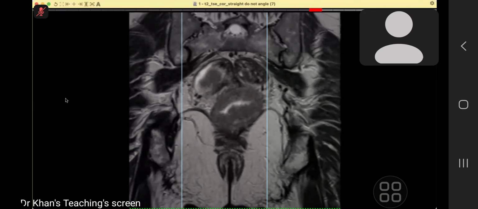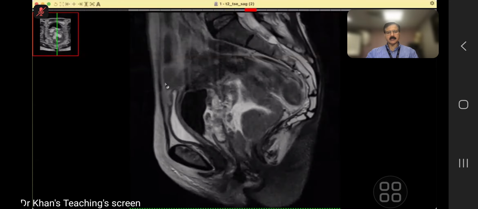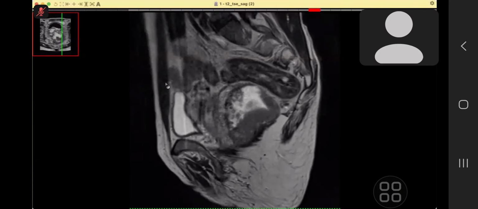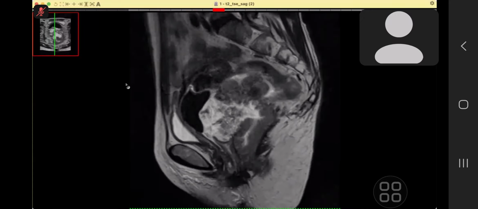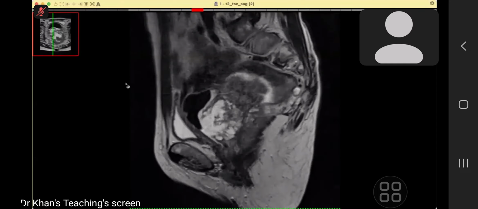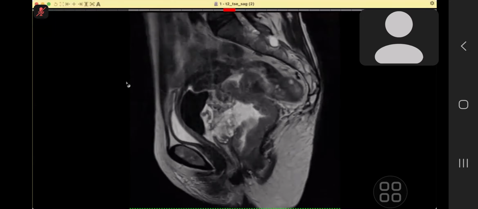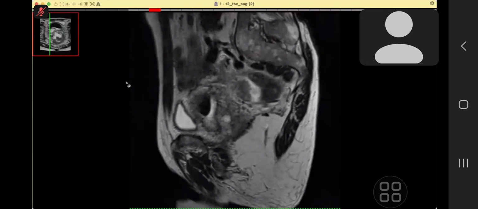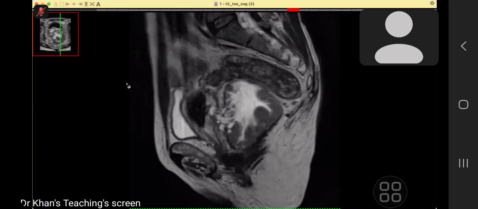Okay, and coronal. I'll show you a sagittal. This is a sagittal. Here I can see the uterus. The uterus is invaded by the mass, and there is a large air-containing area, as appeared on the CT scan. There is a large air in the uterine cavity as well.